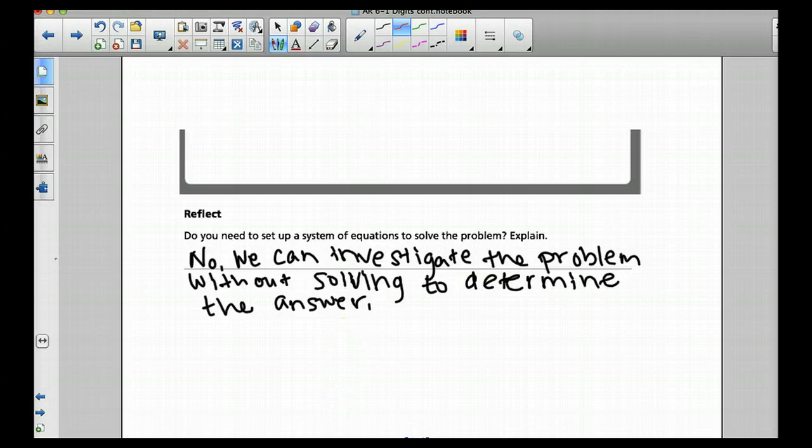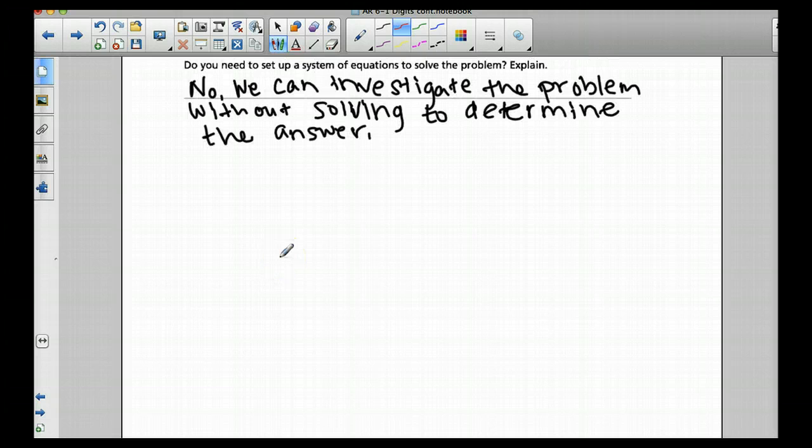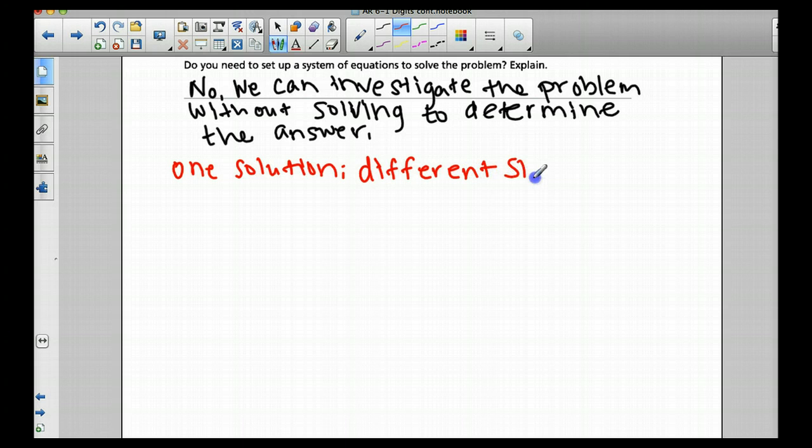So what I would want you to do now is, if we go back to our page 131, I want you to put those notes right down here at the bottom of your page 131. So for one solution, we have different slopes, and the lines intersect.